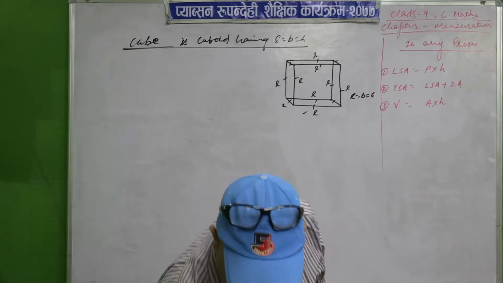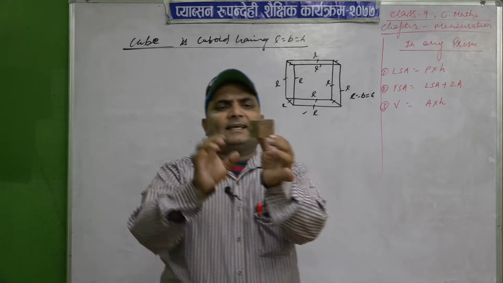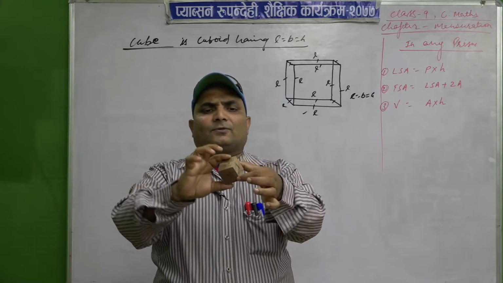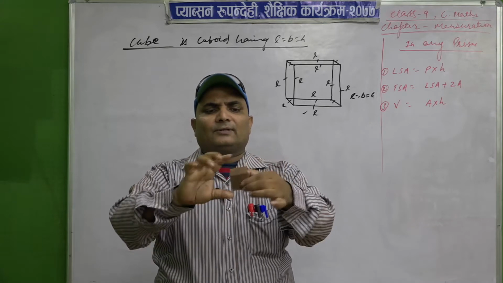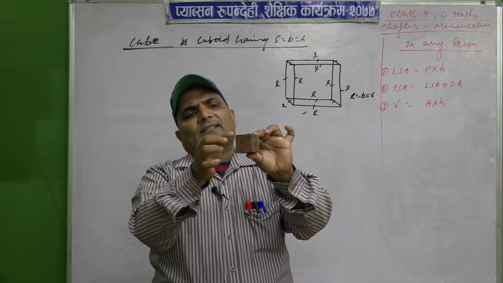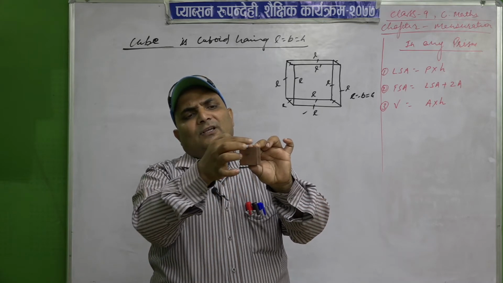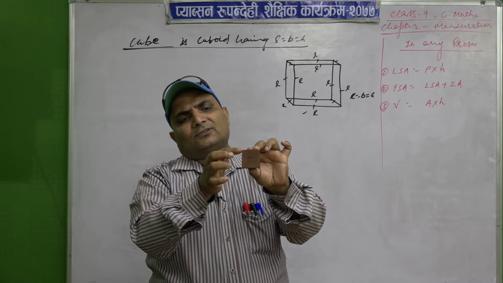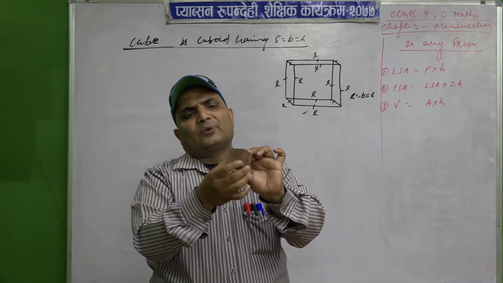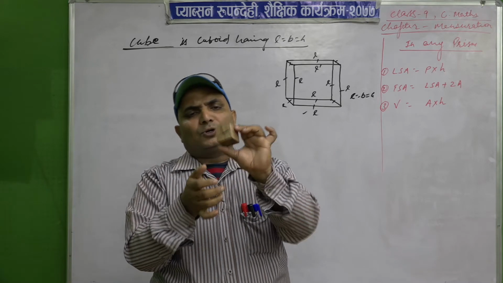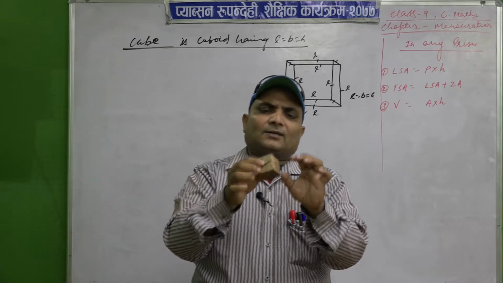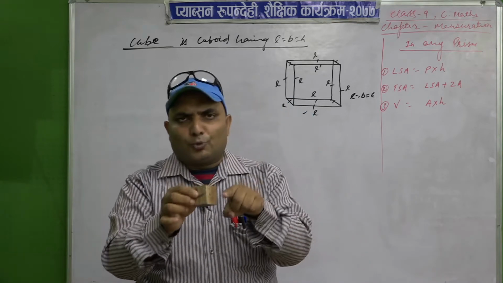But see another example. This is a cube like the dice of a Ludo. Yesterday we discussed this. In this figure, this is length, this is breadth and this is height. Now see, this length is equal to this height is equal to this breadth. All length, breadth and height are equal. So this is a cuboid, and we can say it is a cube also.